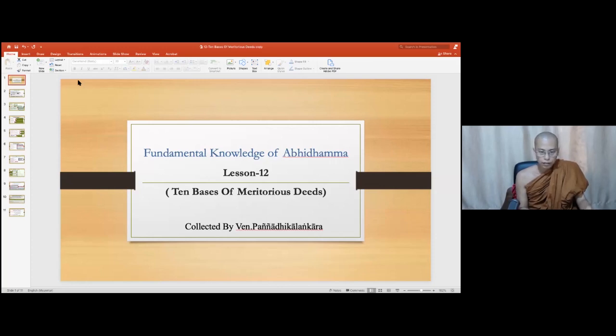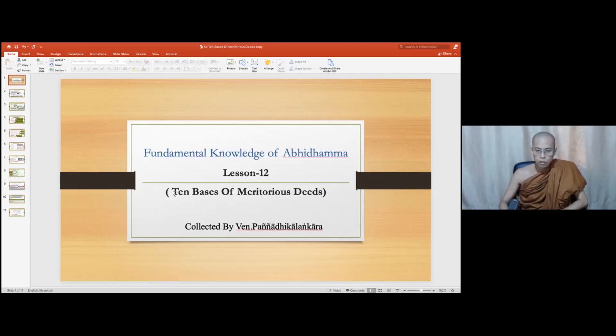So in this case, after studying the 24 sense sphere beautiful consciousnesses, I am trying to relate the consciousness to action. Thus, in this lesson, we will study the 10 bases of meritorious deeds. It relates to the sense sphere beautiful wholesome consciousness. We studied in lesson 11 the 24 sense sphere beautiful consciousnesses, divided into 3 groups: the first wholesome, the second resultant, and the third functional.